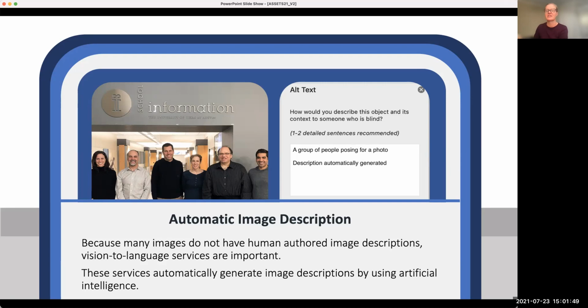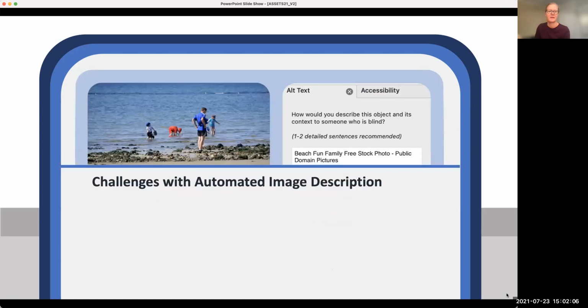These services automatically generate image descriptions by using artificial intelligence. So here's an example of an image, and the description says a group of people posing for a photo. But there are 6 people and they're smiling and they're standing side by side and they're standing in a university setting. So that's some important information. Another challenge is represented in this image of a man standing on a beach with some seaweed and kids playing in bright blue water, where the image description simply says, beach, fun, family, free, stock, photo, public, domain pictures.